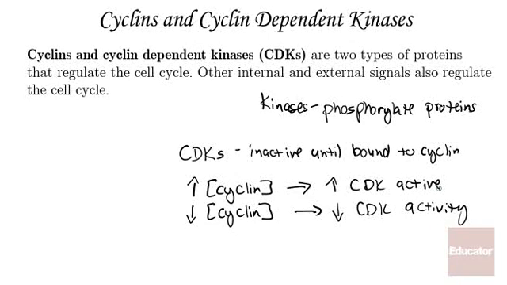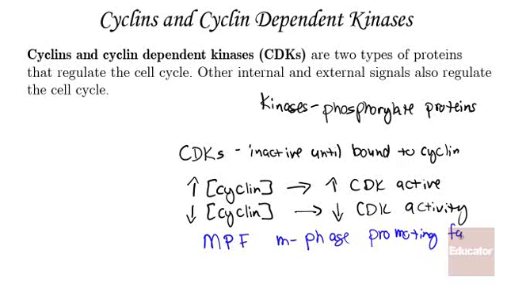Okay. There are other internal and external factors as well that regulate the cell cycle. To point out also, the first CDK that was discovered, that you should actually know the name of, is MPF, and this is known as M-phase promoting factor. This gives the go-ahead at the G2 checkpoint.